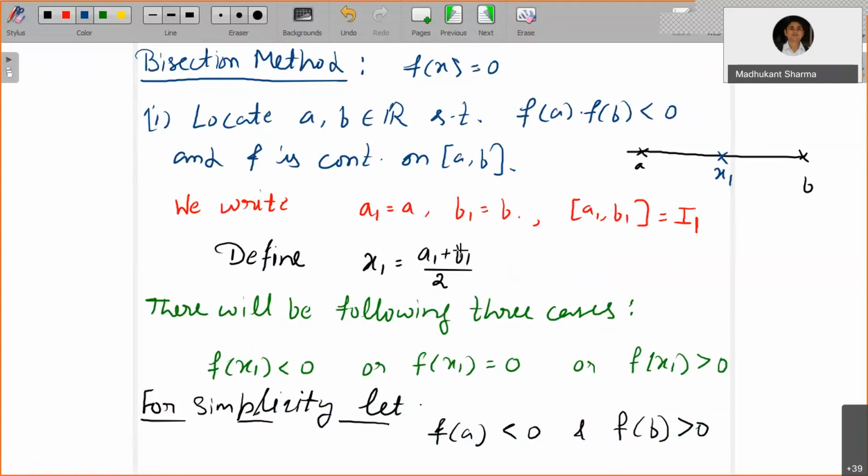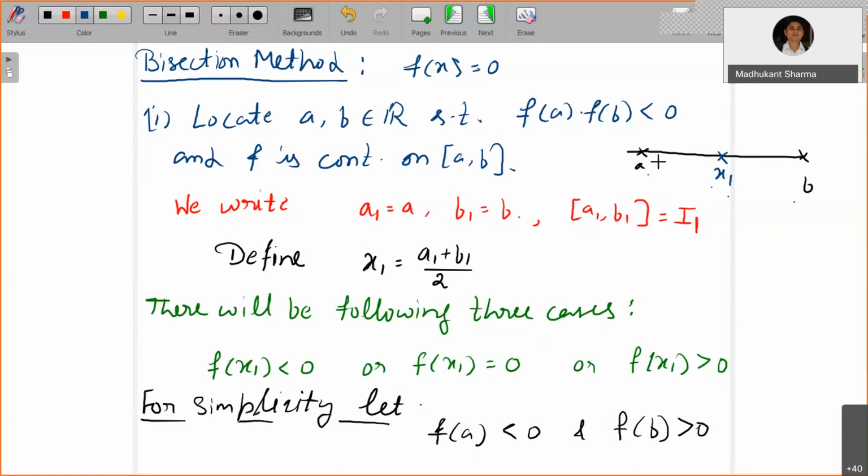Then, since the function is continuous on the closed interval A to B, it will be continuous on the interval A to x1 and also on x1 to B. So we are not worried about the continuity. Now the next thing: suppose the function value at x1 is negative. Then f is continuous over the interval A to x1 and also over the interval x1 to B. So Bolzano's property guarantees that the root must lie in the interval x1 to B, because f of x1 is less than 0 and f of B is greater than 0.